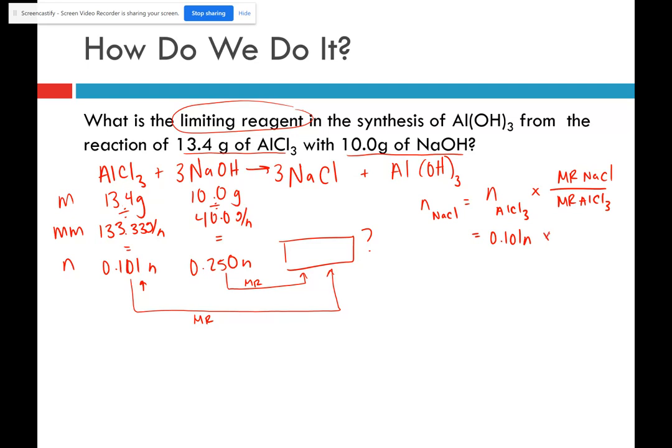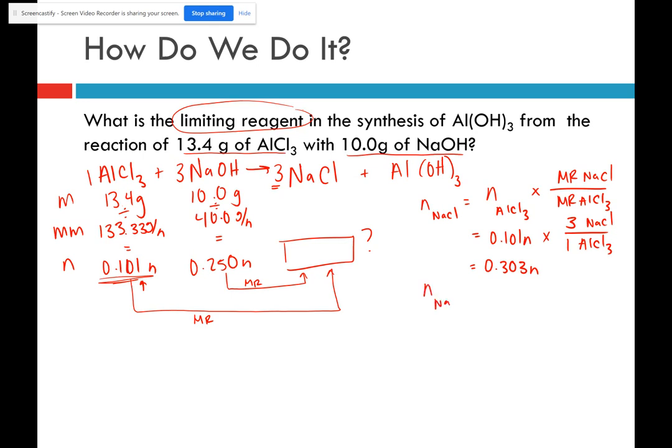moles of aluminum chloride, and I'm going to multiply that by 3 sodium chloride for every 1 aluminum chloride. So I'm going to multiply that by 3, so that's going to give me 0.303 moles. Okay, so if I use up all of my aluminum chloride, I should be able to make 0.303 moles of sodium chloride.